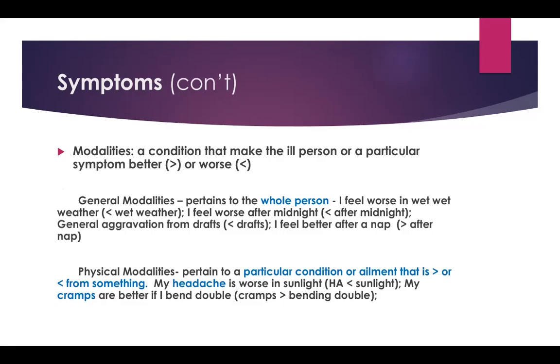So then another set of symptoms are modalities, and that's a condition that makes the ill person or a particular symptom better or worse. So there are two kinds of modalities. One are general modalities, and again, they affect the whole person. So I feel worse in wet weather. That would be worse wet weather. I feel worse after midnight, worse after midnight. I'm generally aggravated from drafts, so I'm worse drafts, or I feel better after a nap, so better after nap. So those are things that generally affect the person.